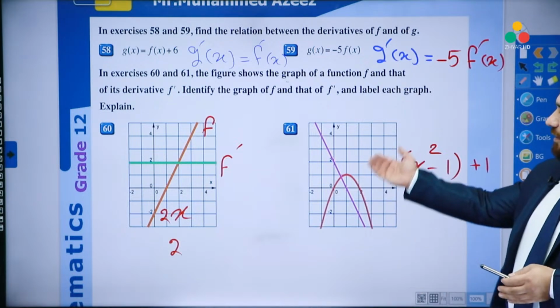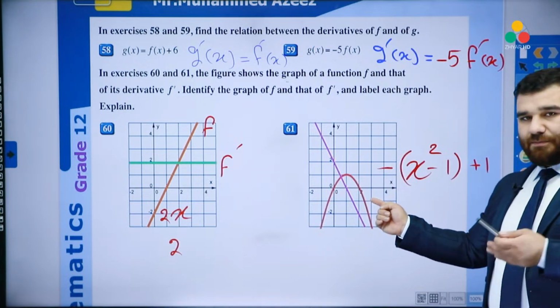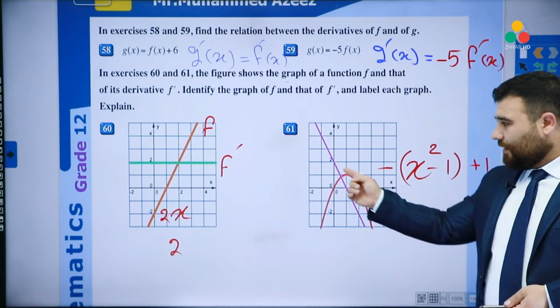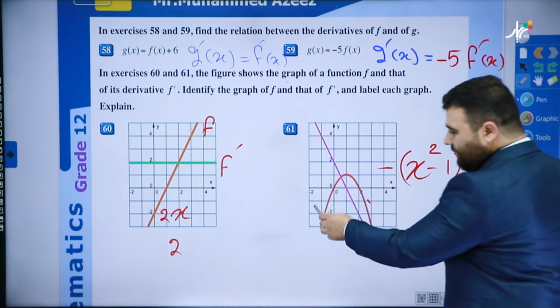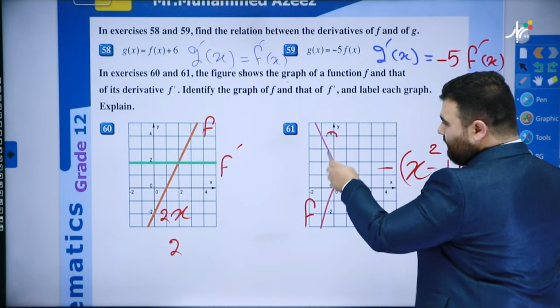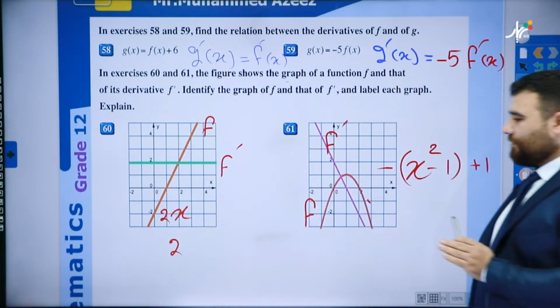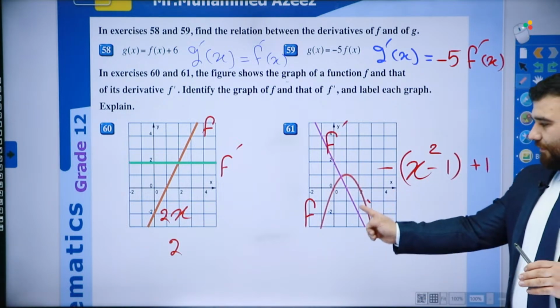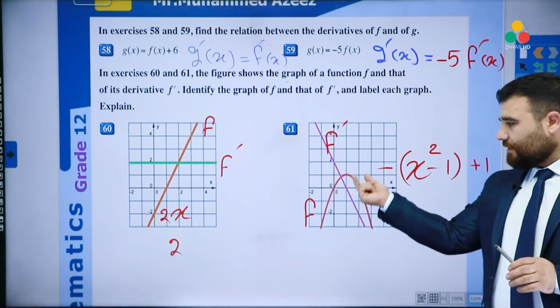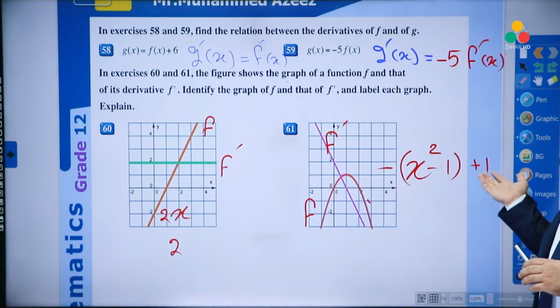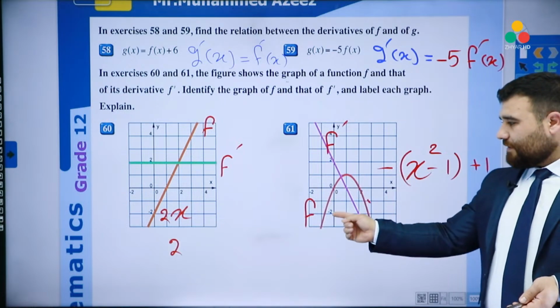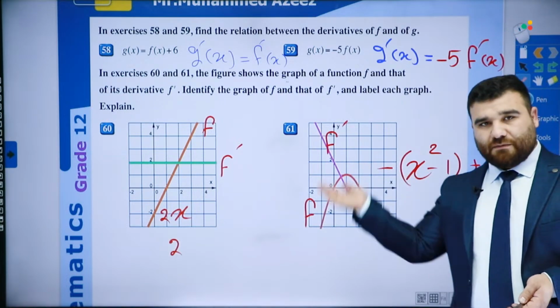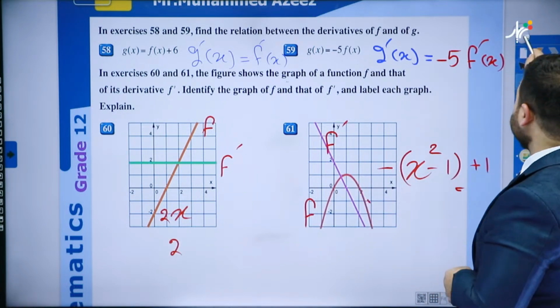What I need to do is decide which one is f. This function has a bigger degree. It's degree 2. This one is degree 1. This is quadratic. This is linear. So the quadratic is f. The linear is f prime. That's what I need to know. I can write the equation of this line and of this curve, but I don't need the exact equations. I just need to label which one is f and which one is f prime. So this is f. This is f prime.